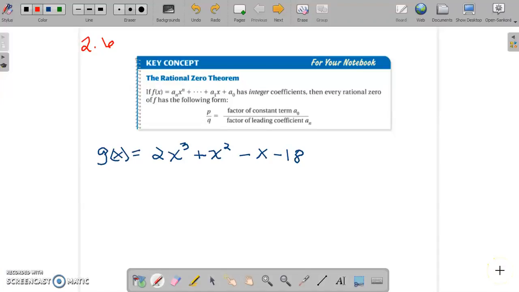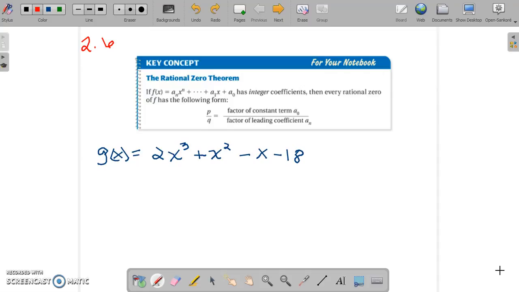This video is on section 2.6, which talks about finding rational zeros of a function or a polynomial function. The theorem on your screen here is the rational zero theorem. It looks crazy and weird, but what it says is if you have a polynomial function that has all integer coefficients, then every rational zero will have the following form.